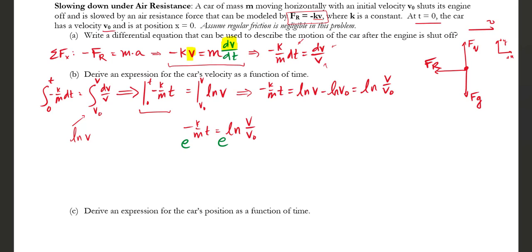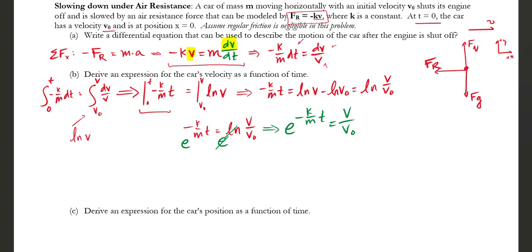When we get the left side, it just stays e to the negative k over m t. On the right side, though, e to the natural log of something cancels out, because e and natural log are inverses of each other. So this now becomes e to the negative k over m t equals v over v naught. And now we have our v. We almost have it by ourselves. We just have one more step.